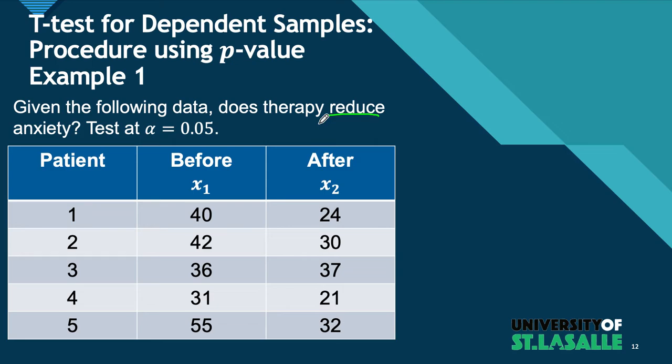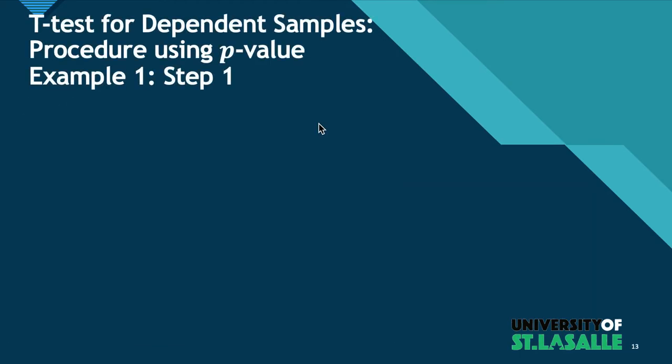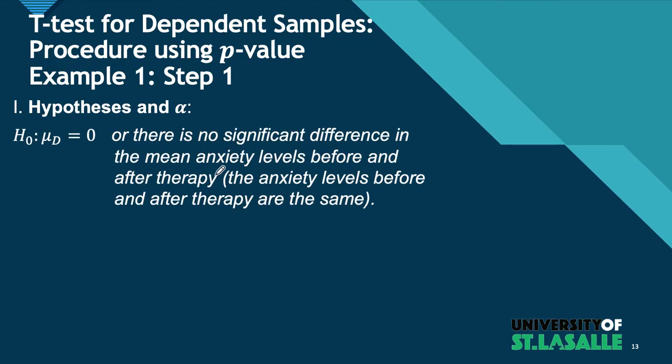Okay, so we're going to make use of the four-step procedure in order for this to be procedural and in the correct process. So let's write first the hypotheses. We want to ask if therapy decreases anxiety. The null hypothesis will say that there's none, no significant difference, meaning that it's the same.